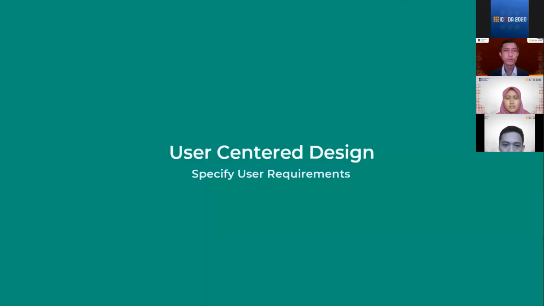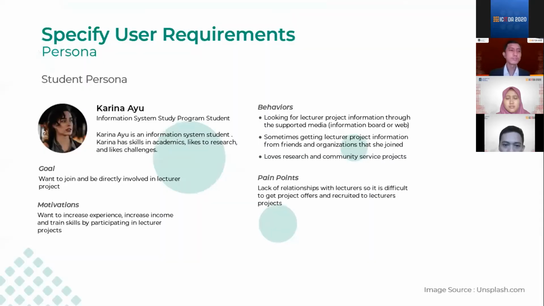And then we go to the second phase, specify user requirement. In this phase, what we do is analyze the information and data that we gathered from the previous phase, and then we try to summarize it into more easily understandable data. So the first step that we do is designing a persona based on the information that we gathered before.